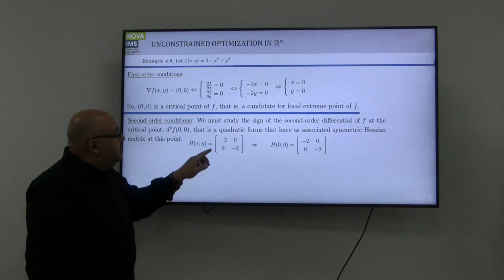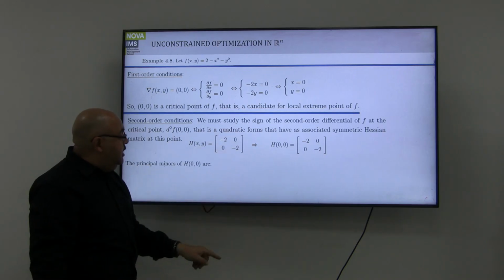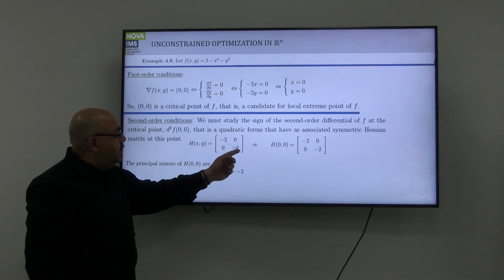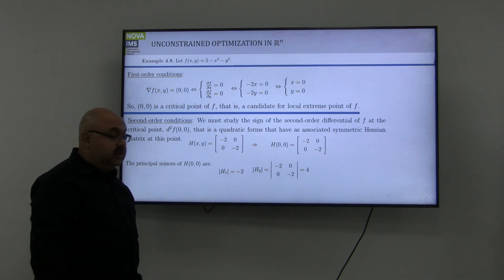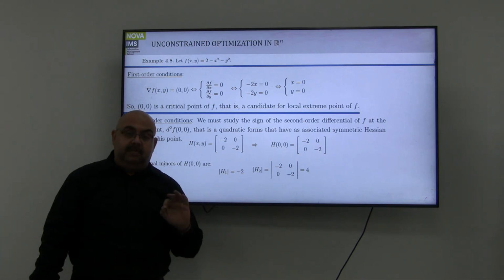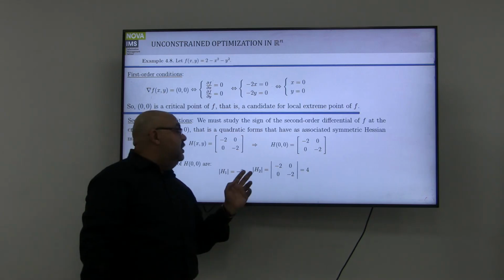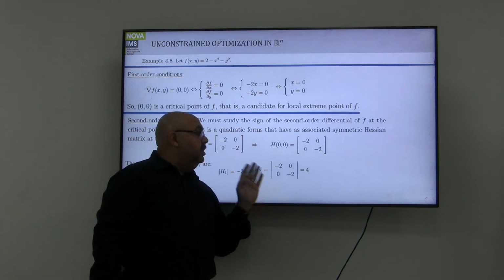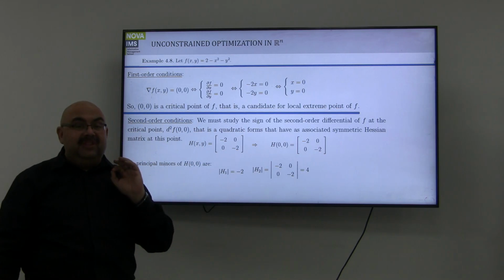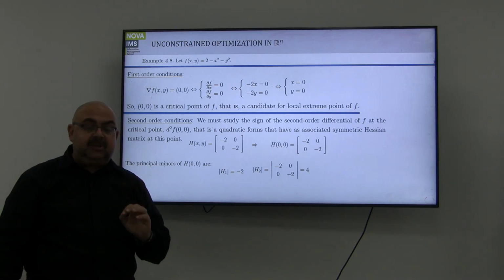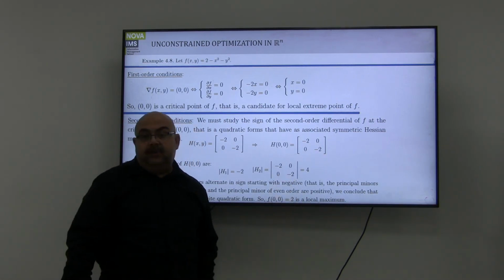If you remark, the first leading principal minor is negative, and the second leading principal minor is going to be positive. Negative 2 times negative 2 is positive 4. And this is exactly what we studied. If we are dealing with odd principal minors less than 0 and even principal minors greater than 0, this represents the case of a negative definite Hessian matrix, which will represent, as you can see, a local maximum at this point.